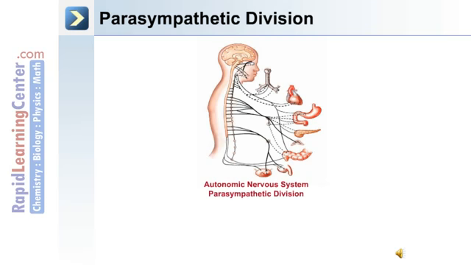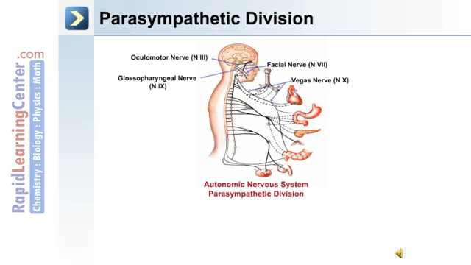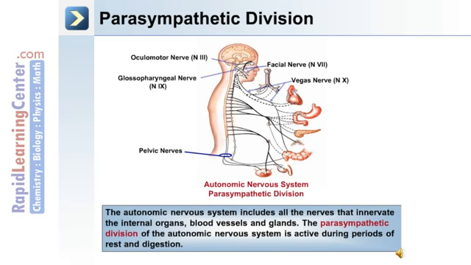The parasympathetic division of the autonomic nervous system. The parasympathetic division has the following cranial nerves associated with it: the oculomotor nerve, the facial nerve, the vagus nerve, the glossopharyngeal nerve, and the pelvic nerves. The autonomic nervous system includes all the nerves that innervate internal organs, blood vessels, and glands. And the parasympathetic division is active during periods of rest and digestion.